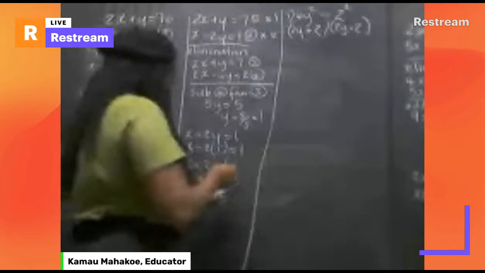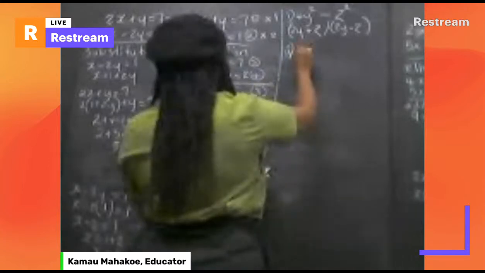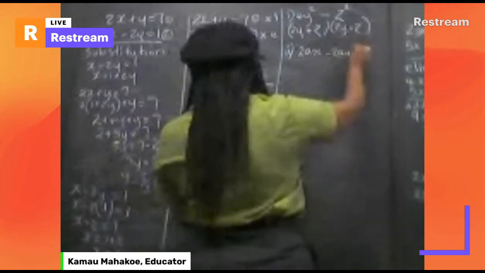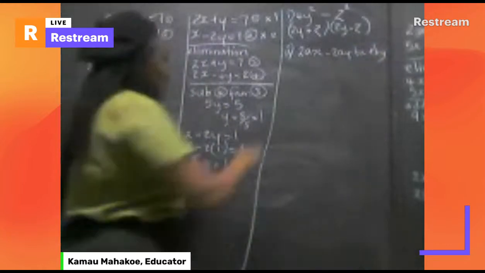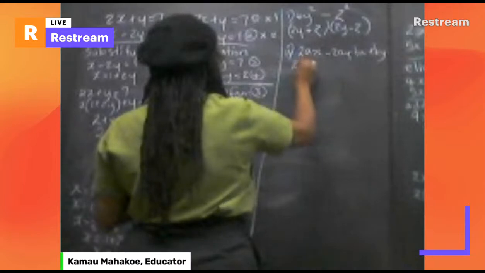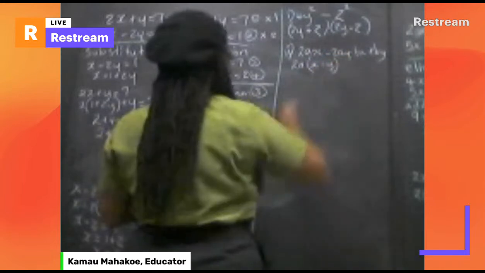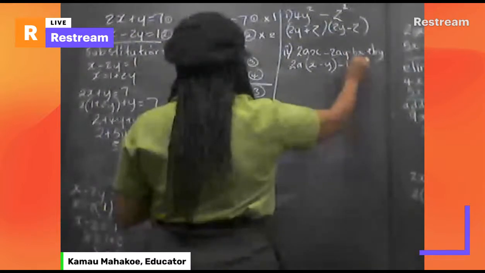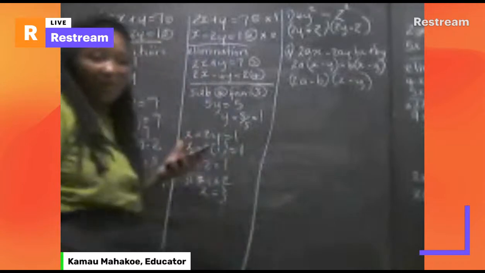For part i, we have 2ax minus 2ay minus bx plus by. So let's factorize them in pairs. The common factor here is 2a, and we're left with x minus y. The common factor here is negative b, and we're left with x minus y. So we have 2a minus b, x minus y. So those are the two factors.